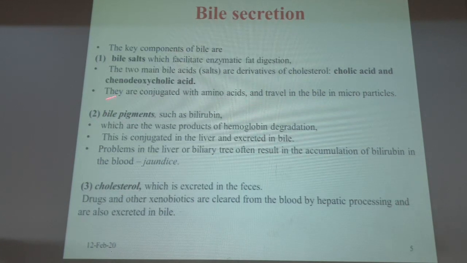We have bile pigments. So pigments that are secreted in the bile, for example, we have bilirubin. One of the functions of the liver is to excrete bilirubin out.